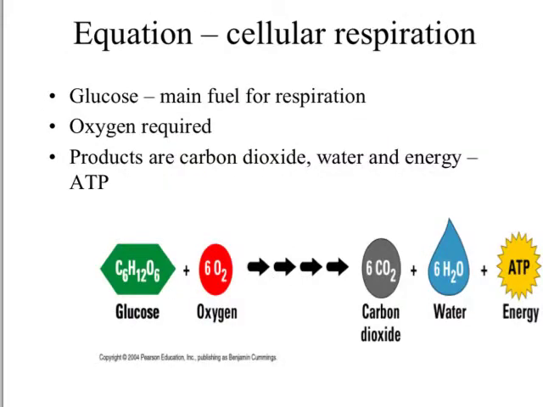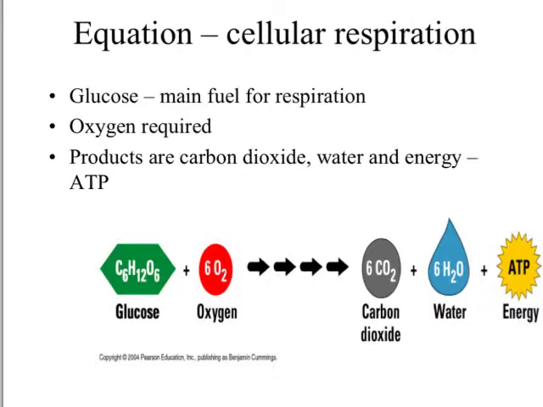So here's the overall equation for cellular respiration. We've got glucose. That's the main fuel for cellular respiration. That is the fuel that your cells are best suited to break down to get the most energy from. We'll see later that we can use parts of the other macromolecules that we eat, like amino acids and lipids, for fuel, but it's not the ideal. It's not what your body was actually created to do.